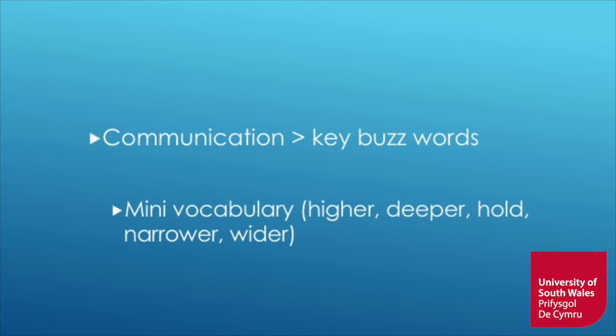Some of those key buzzwords could be higher, deeper, hold, narrower and wider. So with those 5 key buzzwords, that young goalkeeper now has the vocab to communicate with the back 4 or back 3 that's in front of them. And hopefully by using key buzzwords, the goalkeeper finds it easier to communicate in just a short, snappy keyword. And this can also help the outfield players.